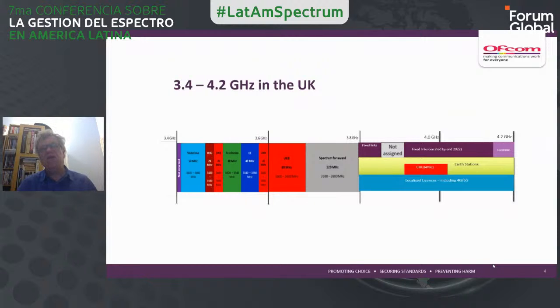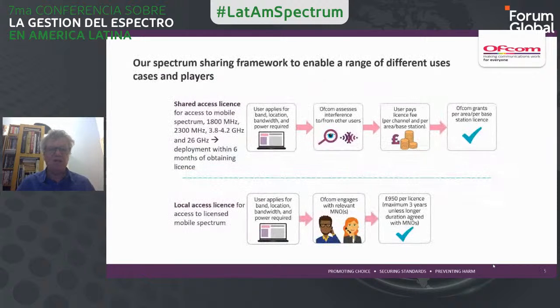Above 3.8, between 3.8 and 4.2, we've made spectrum available on a shared basis. And this is very much sharing with the incumbent users in the band. So that's with fixed links, it's with satellite earth stations. And we think that these shared licenses can coexist with those incumbent users. So it's a very different model in 3.8 to 4.2 compared to 3.4 to 3.8. So if we go to the next slide, I'll just talk a little bit about how those shared licenses work. And this is the top half of this slide. And essentially, we've identified these 4 bands, which includes 3.8 to 4.2.